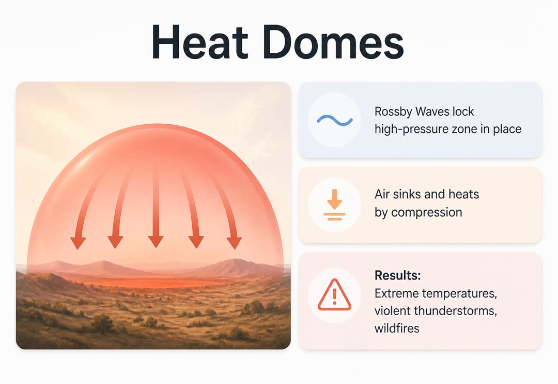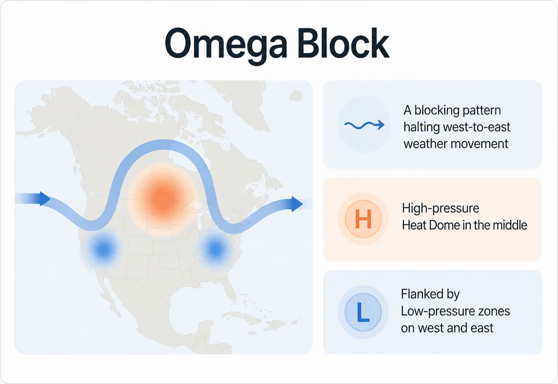As it sinks, it compresses, which causes it to heat up dramatically. This phenomenon is responsible for record-shattering temperatures, violent thunderstorms, and explosive wildfires. Heat domes often create atmospheric traffic jams known as blocking patterns, which completely halt the normal west-to-east movement of weather.